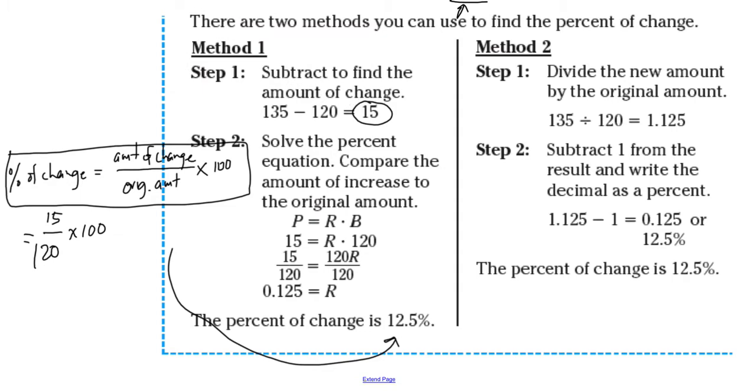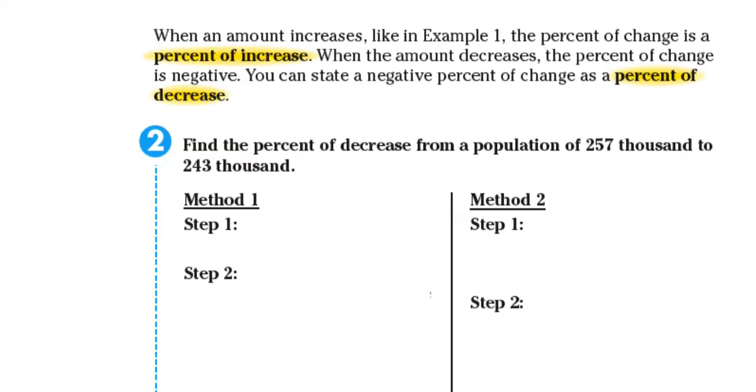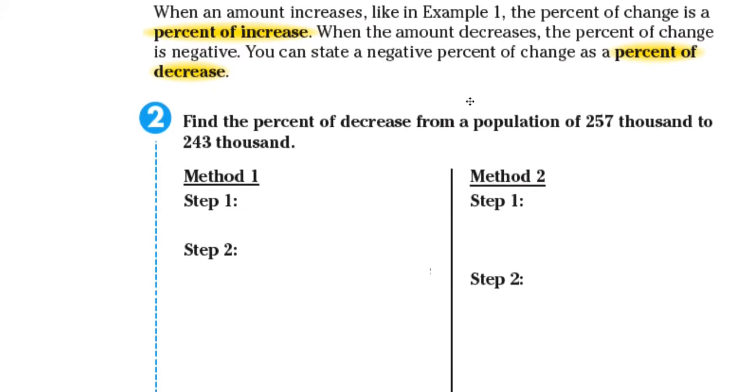Okay, and before we go to example number 2, we need to take a look at percent of increase and percent of decrease. When an amount increases, like in example 1, the percent of change is percent of increase. When the amount decreases, obviously, the percent of change is negative. You can state that negative percent of change as a percent of decrease. So how do we apply this? Let's take a look at example 2.